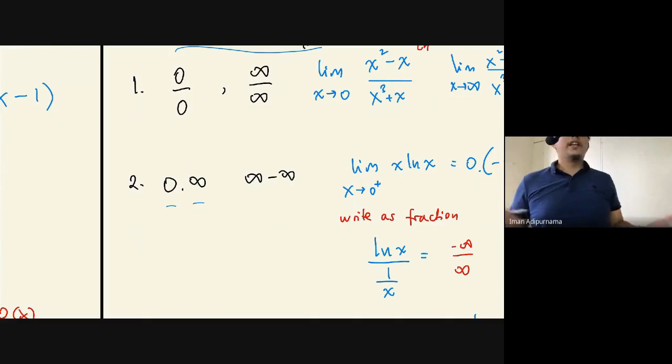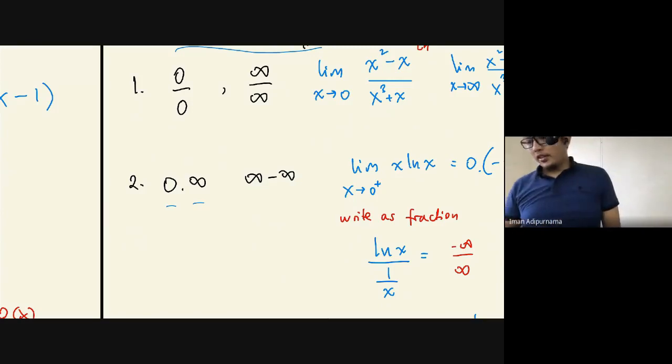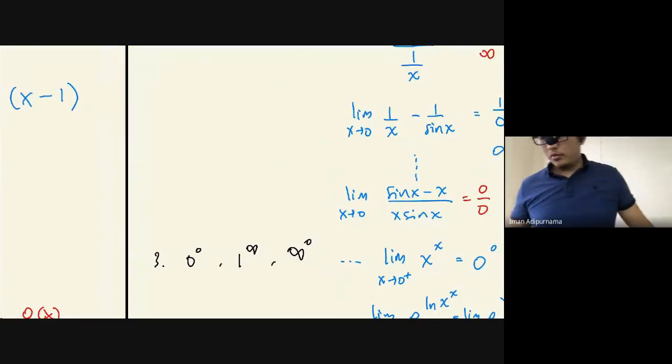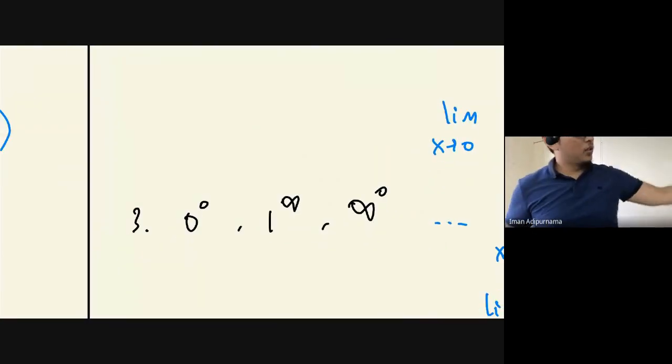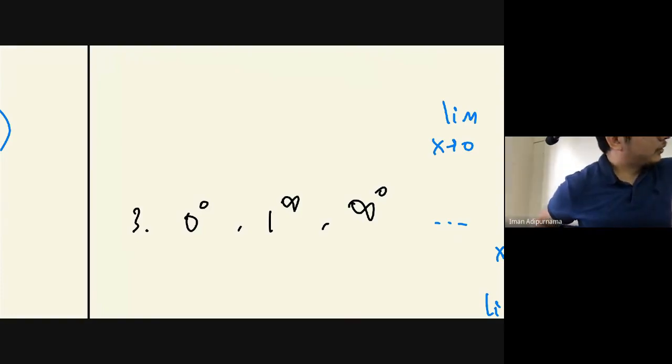This is called indeterminate form, which means we cannot really define what it is, except we try to solve it through maybe L'Hopital rule or another method. We cannot determine yet what it is. The other forms are 0 to the power of 0, and 1 to the power of infinity. It's strange, right? It seems 1 is always 1, but it's still called indeterminate form. And then infinity to the power of 0.